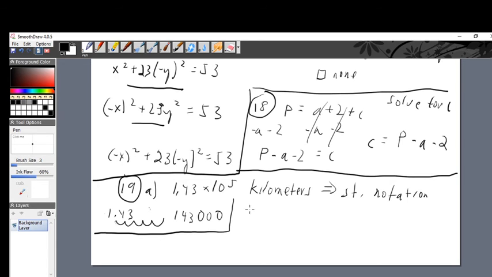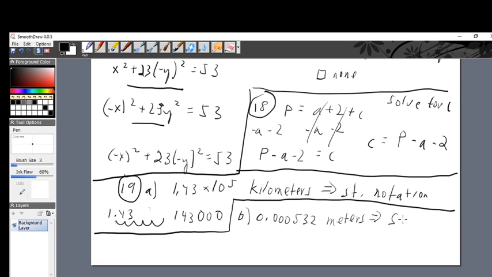Now what about B? Here comes B. What if you have point, and then how many zeros? 3 zeros. 1, 2, 3. Then 5, 3, 2. Let's say they say meters, whatever. They seem to be enamored with the European system. And they wanted you to change it into scientific notation.